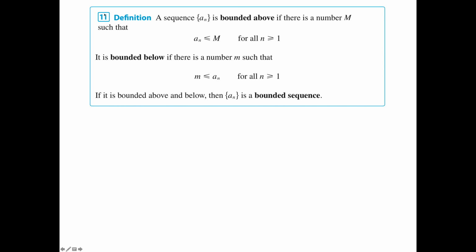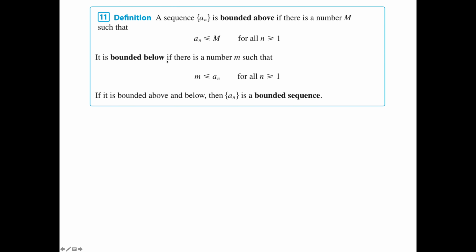All right, so definition number 11 here, a sequence a sub n is bounded above if there is a number, let's say capital M, such that the sequence function, that's your y coordinate if you will, thinking function wise, is less than or equal to this capital M for all your possible n values of your sequence function.